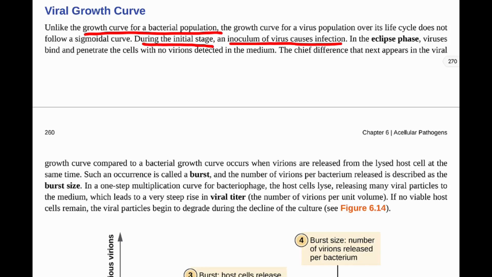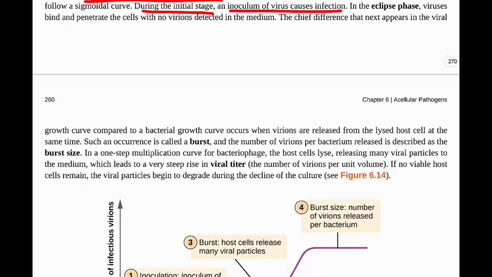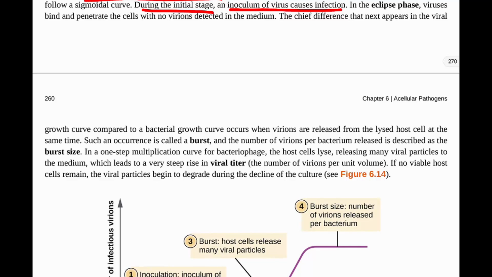So in the eclipse phase, the viruses bind and penetrate the cells. So when we're talking about the different phases, first we have the inoculation. So when we inoculate, that's when the virus first causes infection. Then we have the eclipse phase. That's when the viruses bind and penetrate the cells with no virions detected in the medium. Let's see here. Here we go.